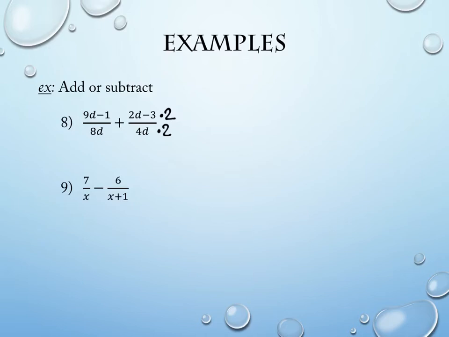Now, if you don't notice it and you happen to use the 8 and the 4, it's going to be fine. You're just going to have more reducing to do at the end. So it's going to create yourself a little bit more work later on. That's the worst scenario here. Okay, so the denominators match, 8D. The first numerator stays the same, 9D minus 1. The second numerator, I have to multiply this 2 through, and it's positive, so my signs won't change. So I have 2 times 2D to give me 4D. And then I have 2 times negative 3 to give me negative 6.